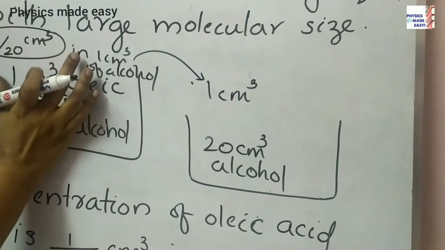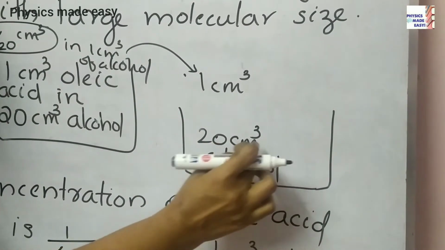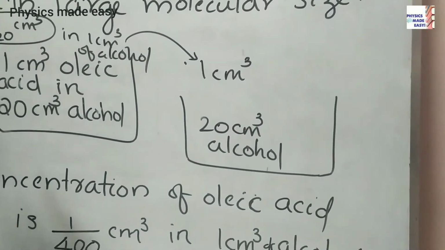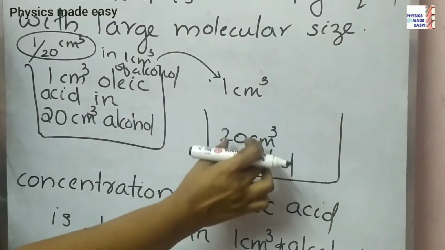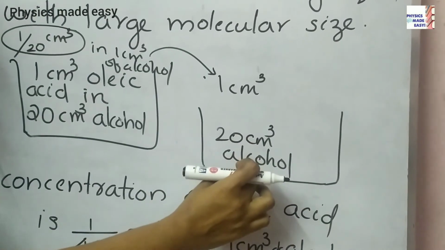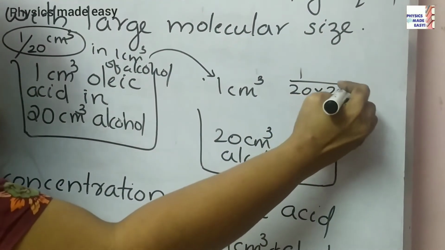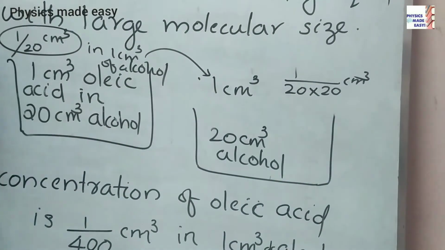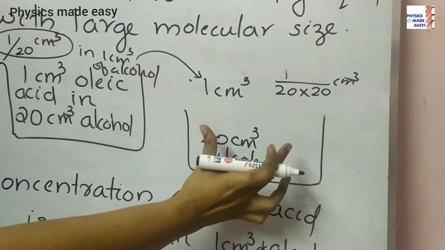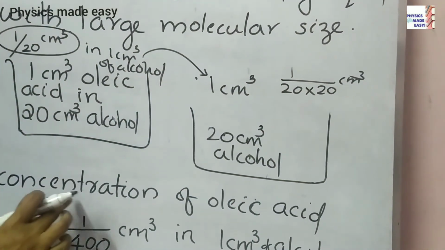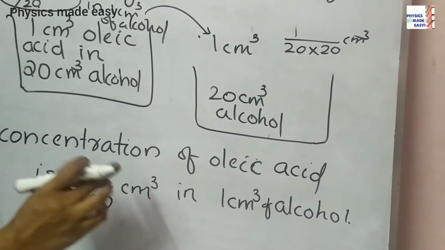Okay, now from this take 1 cm³, then redissolve in 20 cm³ alcohol. Then what will be the concentration? In this there is 1/20 cm³. Then again we are adding that into 20 cm³ alcohol. So here the concentration will be 1/(20×20) cm³. So we can say if you are considering 1 cm³ of alcohol from this beaker, the concentration of oleic acid is 1/400 cm³.